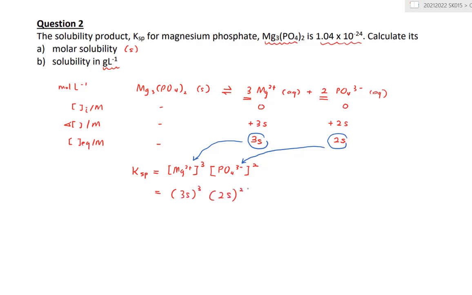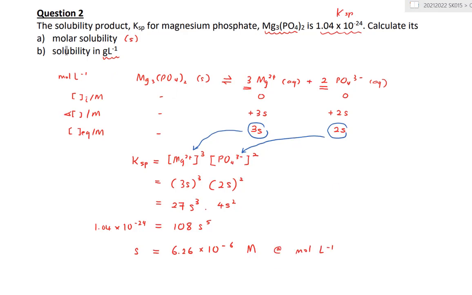And then open up your brackets, 3 cubed gives you 27 S cubed, multiplied with 4S squared. In this case, you will get a total of 108 S^5. When you multiply S cubed with S squared, the powers add, 3 plus 2, so the power becomes 5. In this case, KSP is given in the question, 1.4 times 10 to the power of negative 24. Therefore, you need to figure out the value of S. So the value of this molar solubility S equals 6.26 times 10 to the power of negative 6. And in this case, we have the unit, either molar or mole per liter.